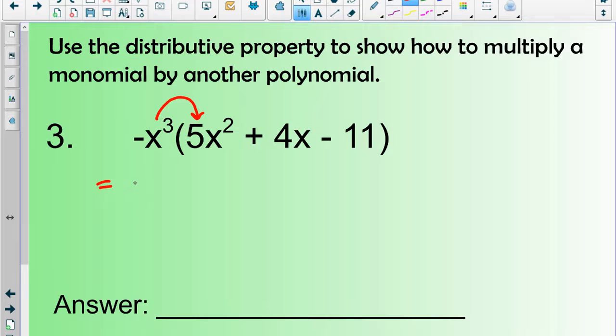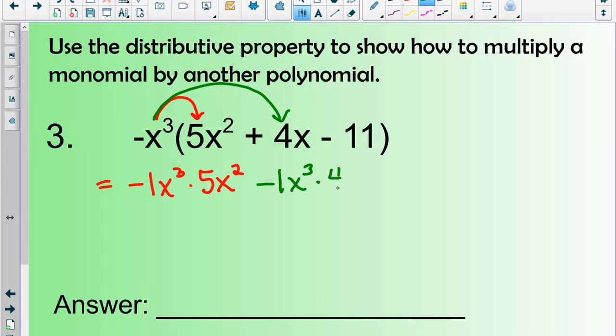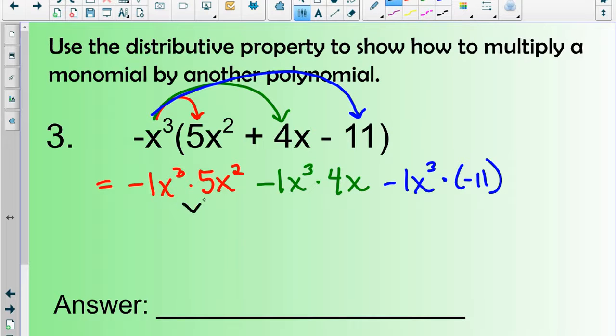So we're going to take negative x cubed, which I'm going to write as negative 1x cubed, times 5x squared. Then we're also going to take negative x cubed times 4x. And finally, we need to take negative x cubed times negative 11. So we have 3 multiplications to do.